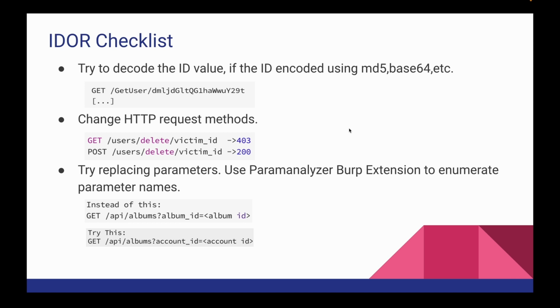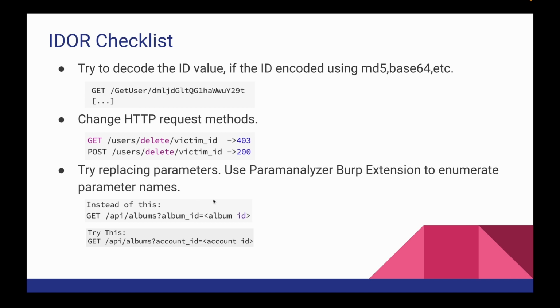The next method is changing HTTP request methods. If that particular endpoint is using the GET method while getting the victim user's information, try to use the POST method, and you might get a 200 OK response and get other users' information as well. If it is using the POST method, then try to change it to the GET method and look out for the responses.